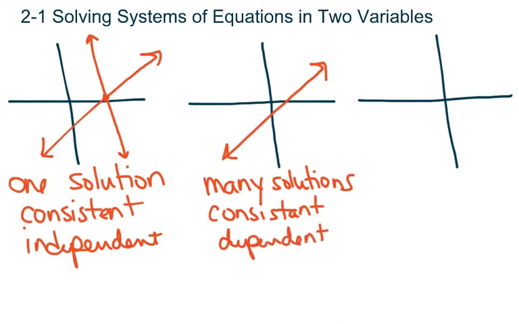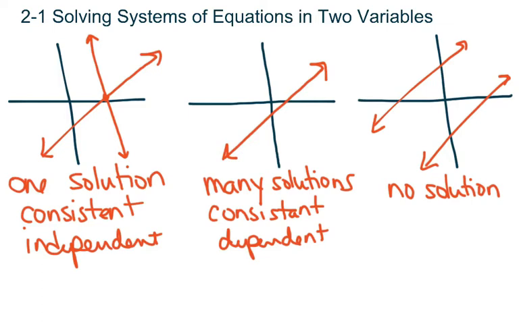The third thing that could happen was you could graph two lines on a coordinate plane, and they're parallel, which means they never meet. This was no solution. And when a system has no solution, we say that it's inconsistent.